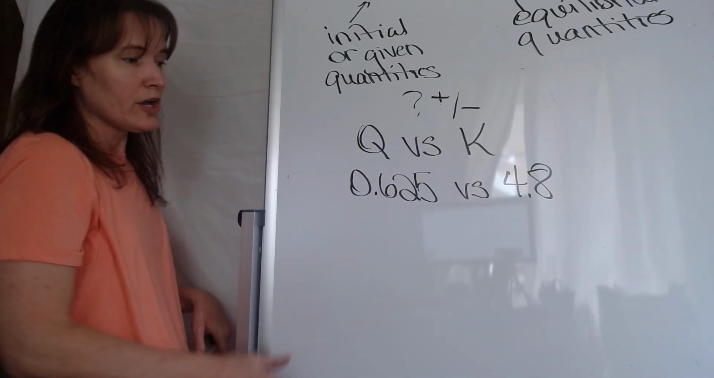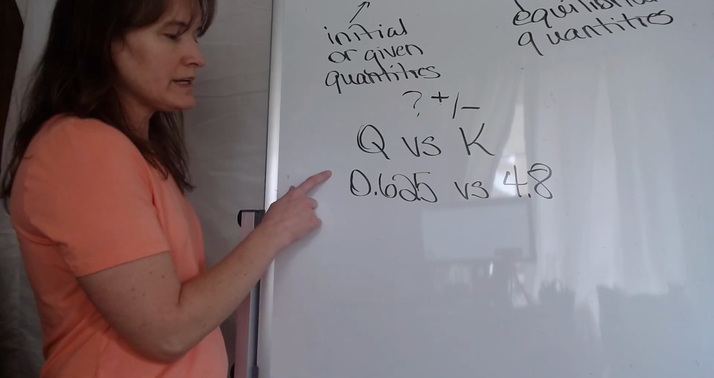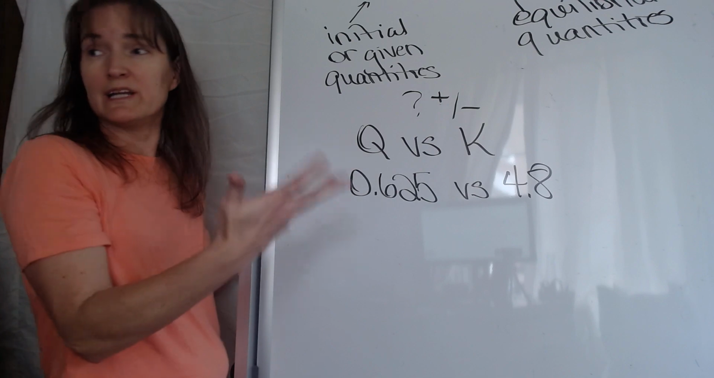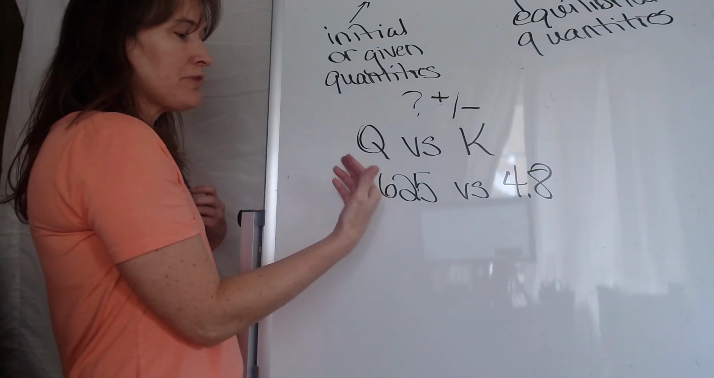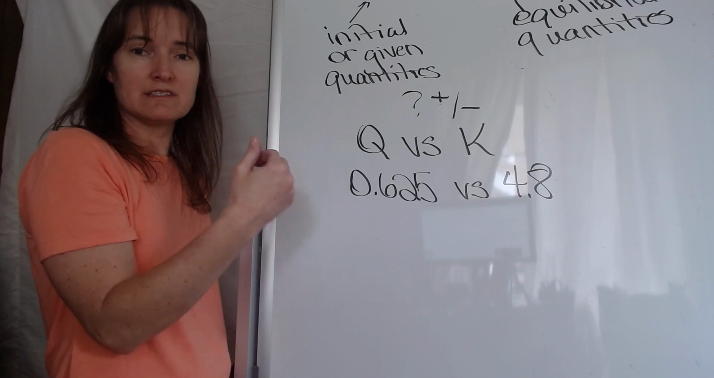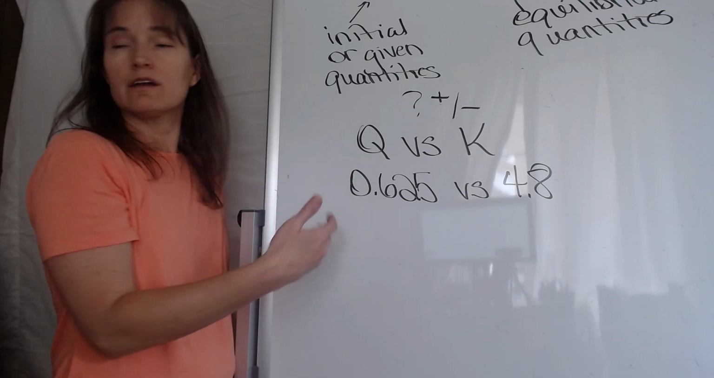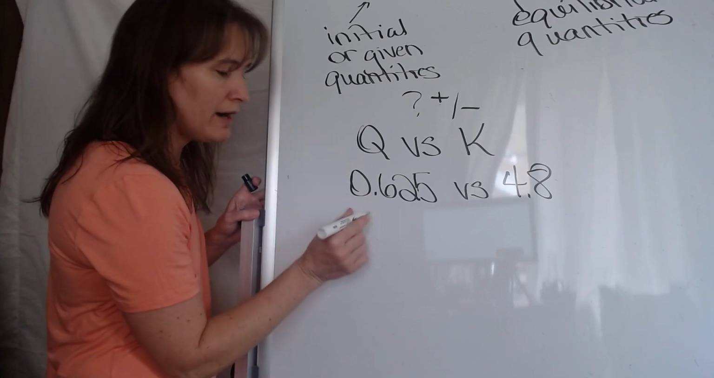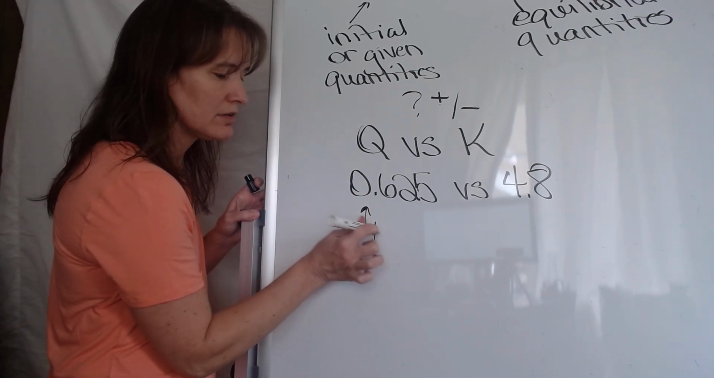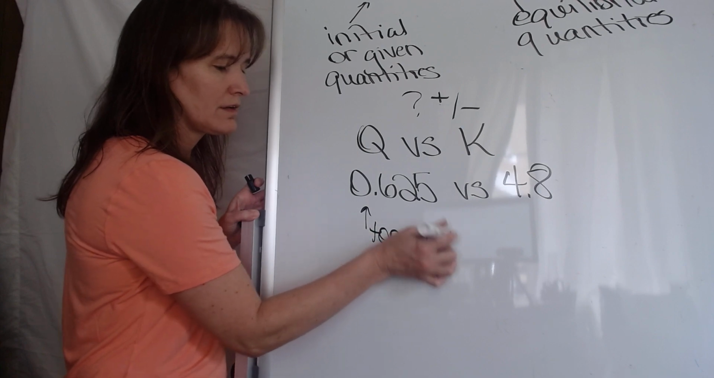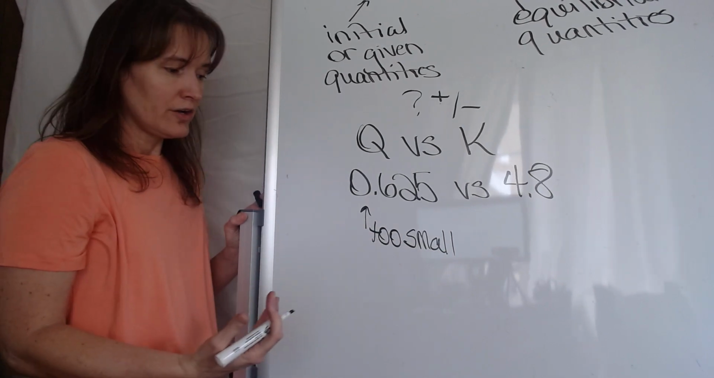Okay, so the Q is the number that needs to change. The K is what it is. And so you want to ask yourself, is Q too small or is it too large? If it's the same, then it's at equilibrium. And so our Q, this is too small. I need it to be bigger.